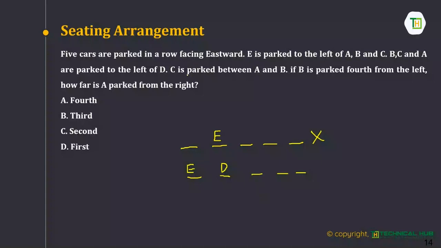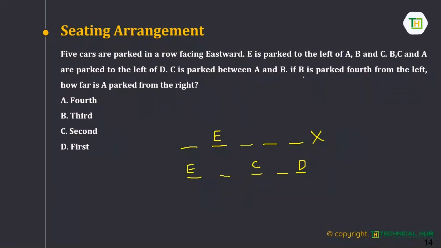Okay. So BCA are parked to the left of D means suppose D position is taken here, BCA is not given. So D position is exactly in this place and BCA position is not given. Means condition 1 is wrong and condition 2 check it once. Okay, condition 2. Coming to C is parked between A and B. So C is parked between A and B means C position is exactly middle.